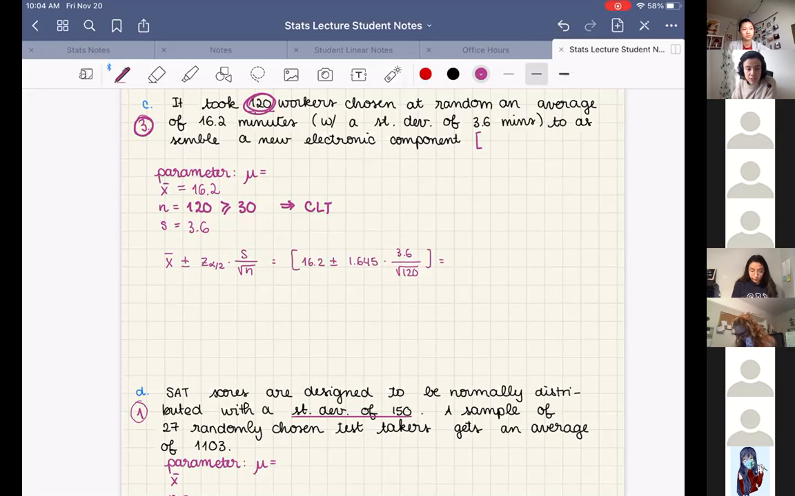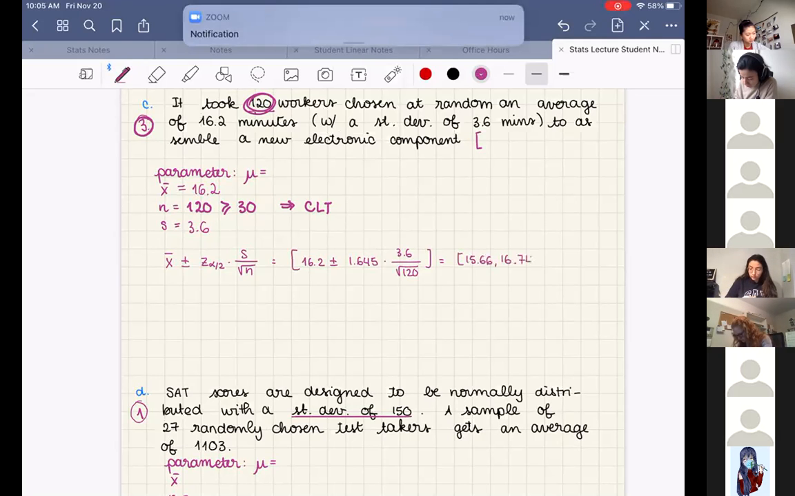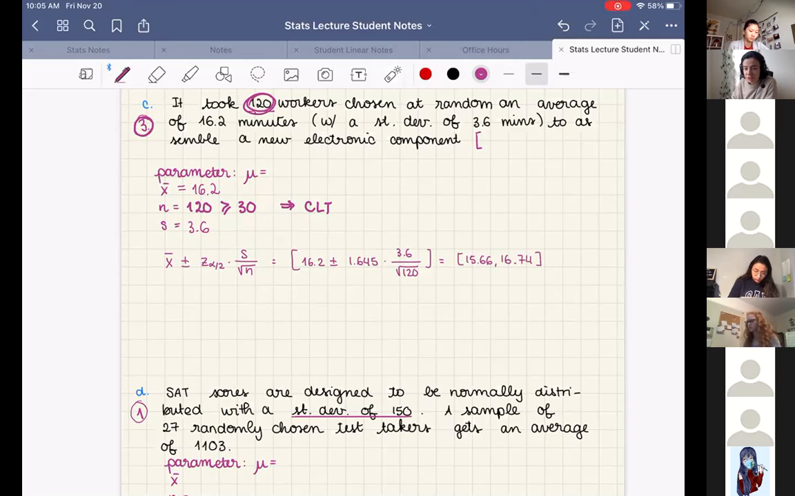All right, and if you did this, you should have found the interval 15.66 to 16.74. Could I see a yes for everybody that found this answer?